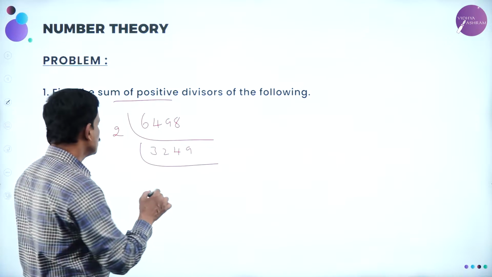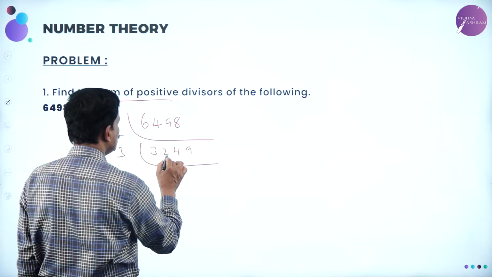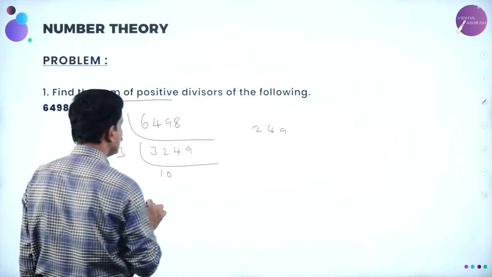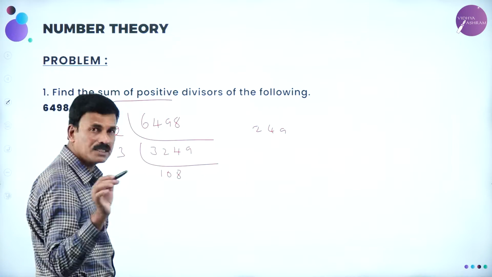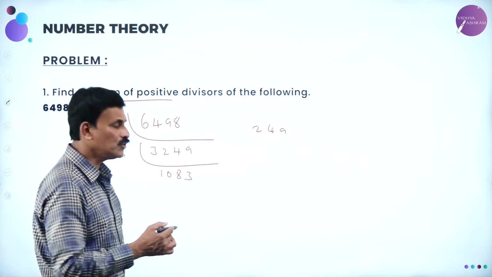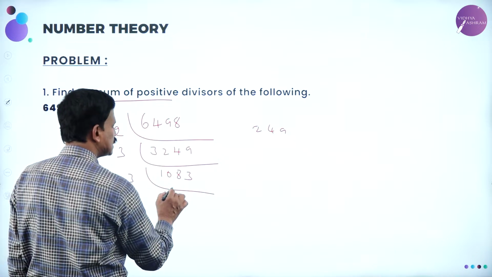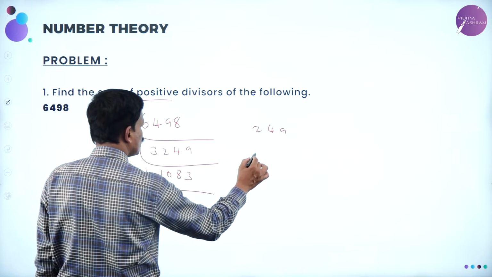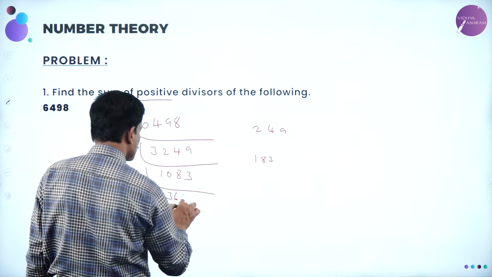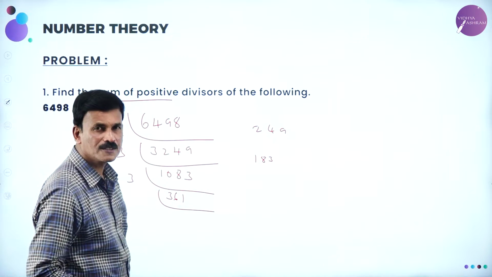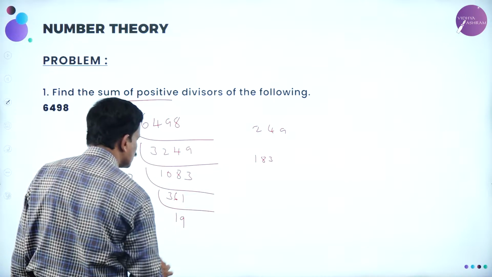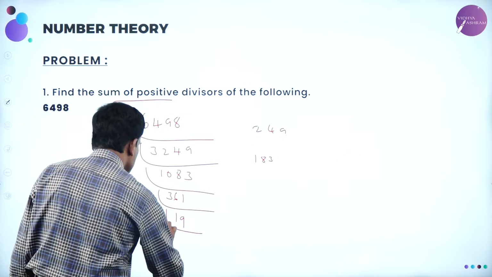Let us divide with 3. So this is 3 10s are 30, and what is remaining is 249. So again you can divide this, 3 8s are 24, 3 3s are 9. So 1083. Now again you can divide with 3. 3 3s are 9. What is the remainder? 1 is a remainder, 183. 3 6s are 18 and 3 1s are 3. So 361, right. So we cannot divide this 361 with any other number. So we can write 19 19s are 361, and this is 19 1s are 19.